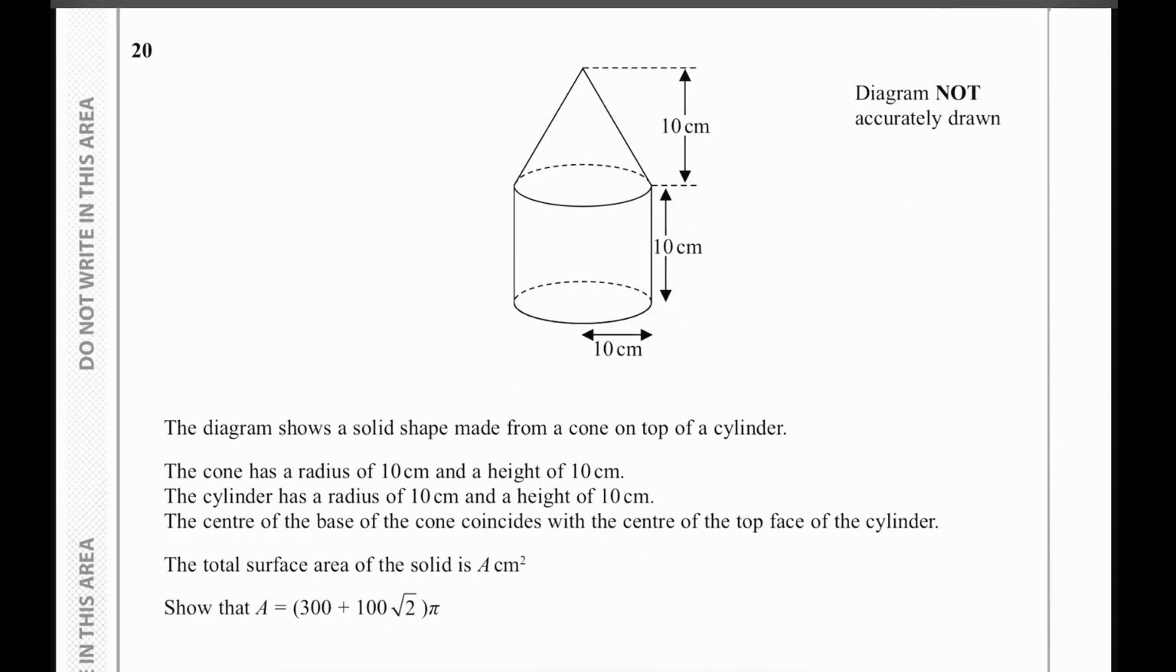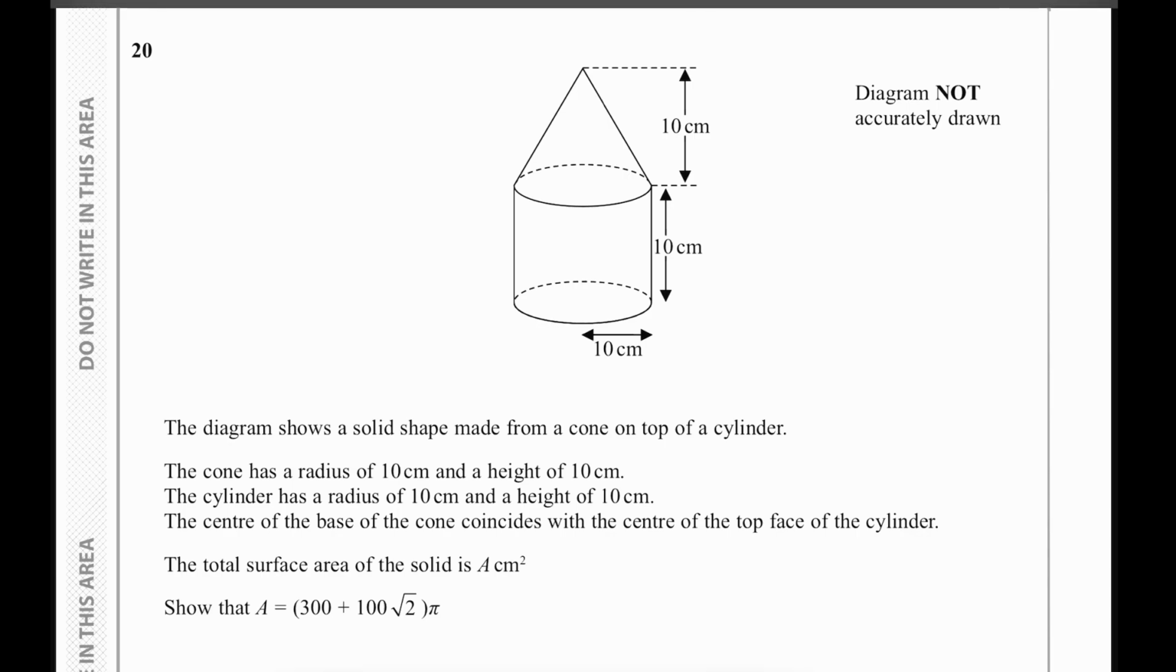Next up, the cylinder has a radius of 10 and a height of 10. The center, the base of the cone coincides with the center of the cone. The total surface area of the solid is a centimeters squared, and we need to show that it equals that, or they're basically asking us to put it in that form. So we're working with the surface area, so we're going to work that out first.